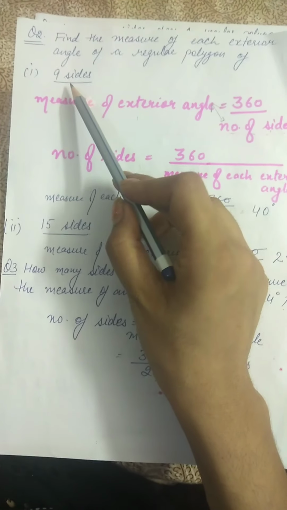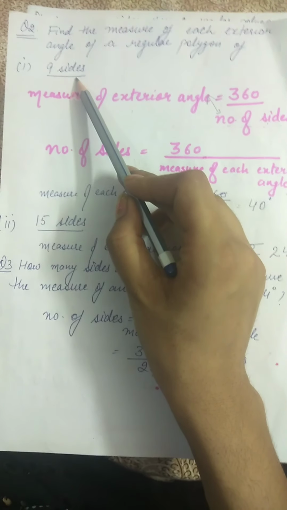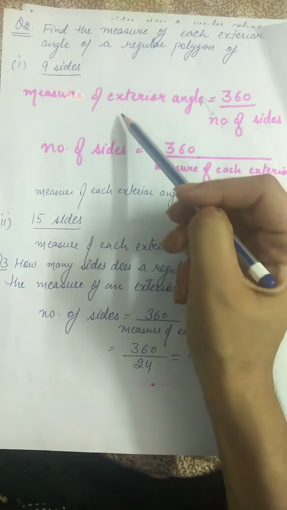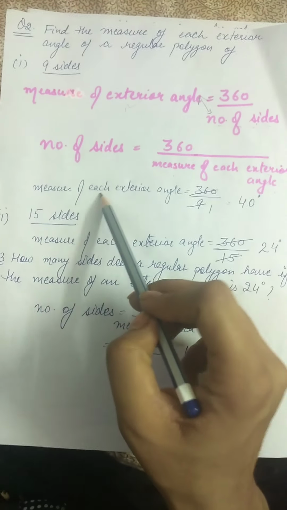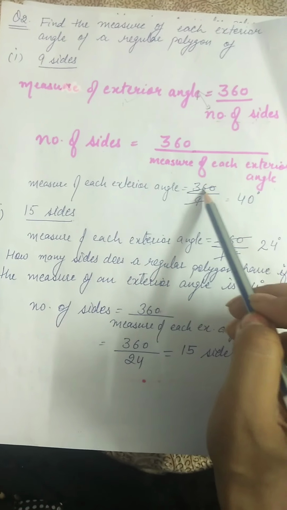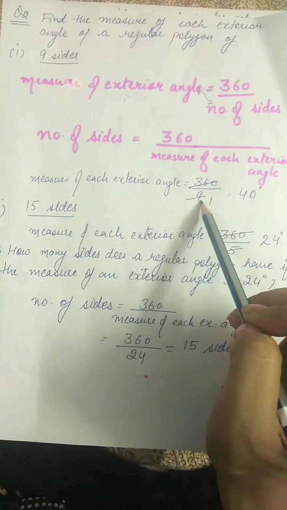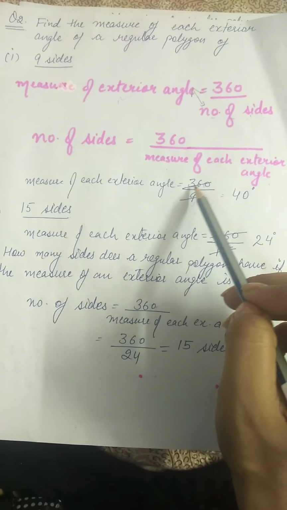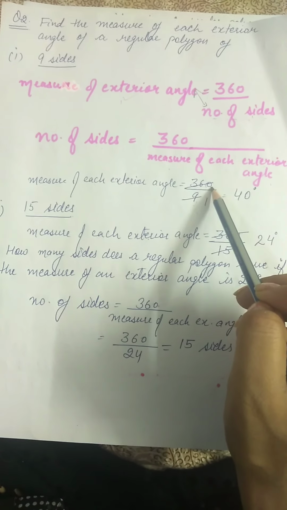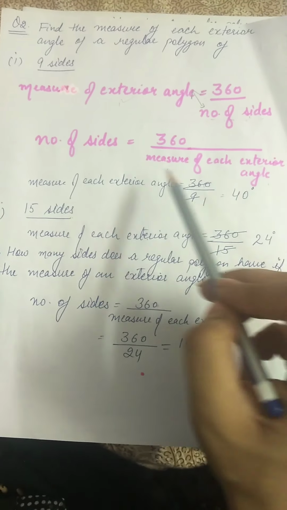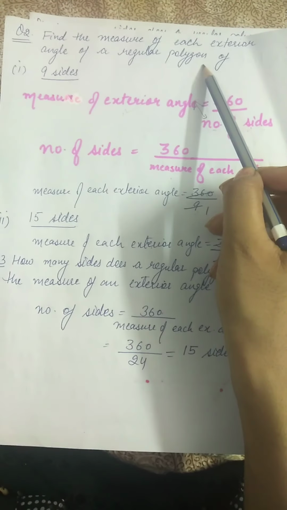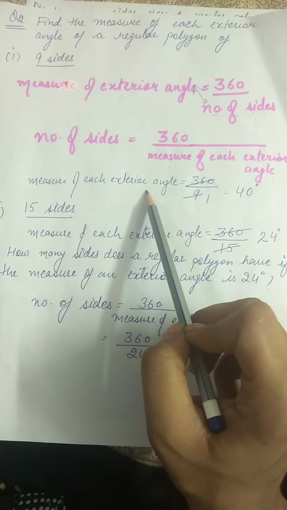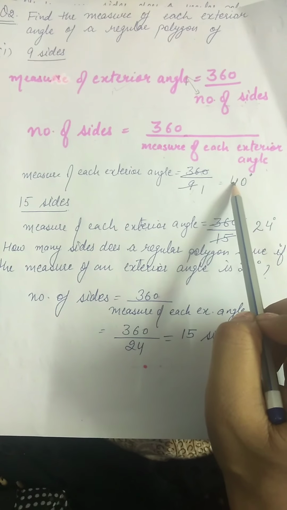So the question is, you have been given n sides and you want to find the exterior angle, so apply this formula. Exterior angle is equal to 360 divided by the number of sides. So the number of sides is 9. 9 ones are 9, 9 fours are 36, and 0. So 40. That means in a regular polygon, the measure of each exterior angle is 40 degrees.